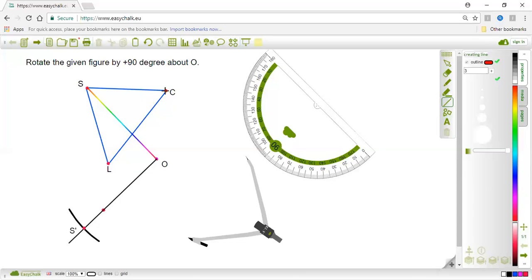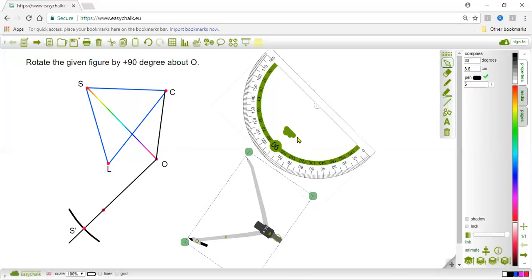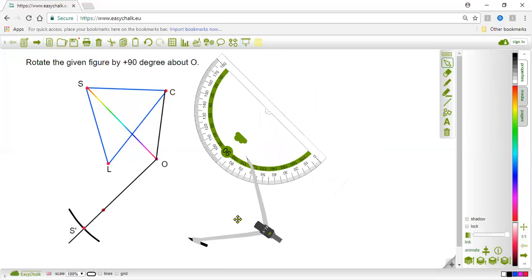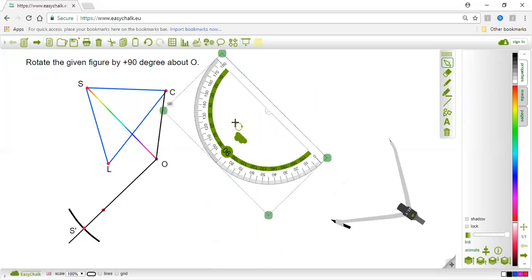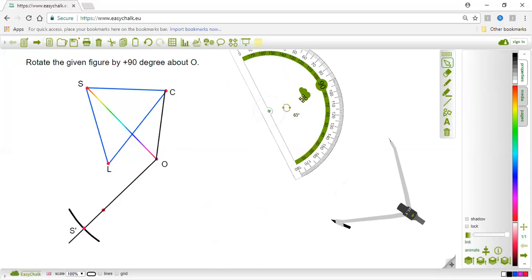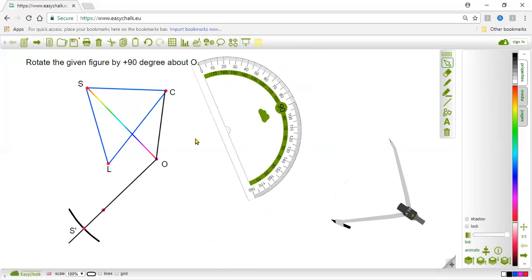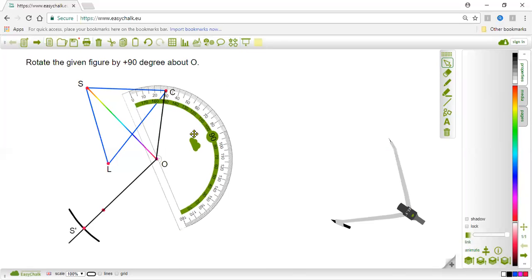We have to first connect it to the center of the rotation, and the next step is making an angle of 90 degrees. Let me use this protractor and make an angle of 90 degrees at this point O, in the anti-clockwise direction with this line CO.